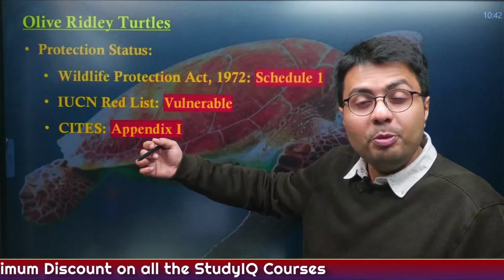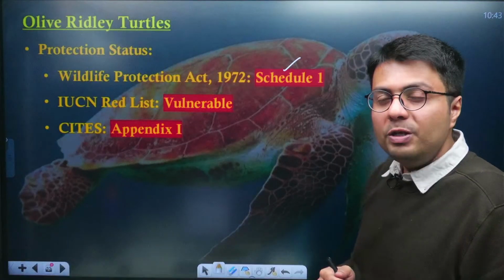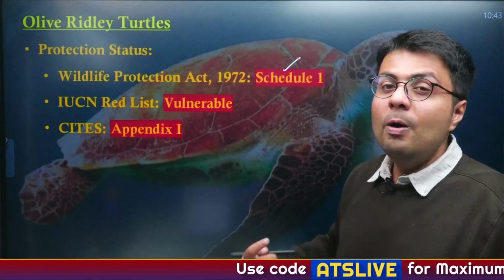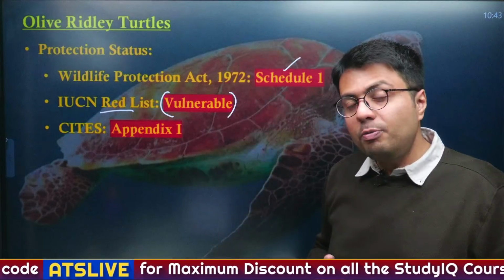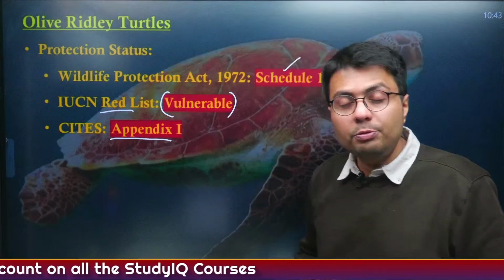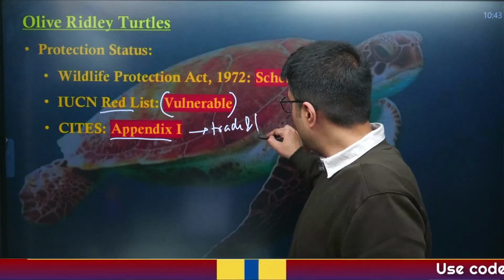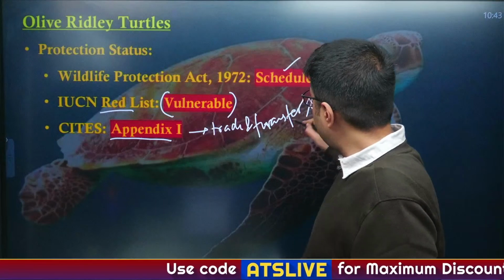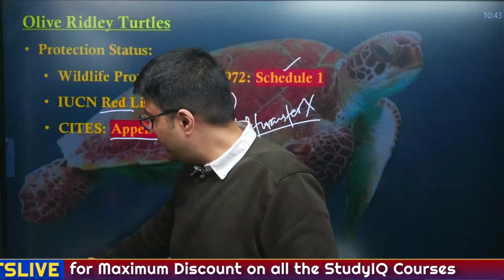In terms of the Wildlife Protection Act, they have achieved the highest status of legal protection, that is Schedule 1, which means hunting and capturing of these kinds of turtles is prohibited by law. As far as their IUCN Red List status is concerned, they are categorized as a vulnerable species, and on the CITES index, they are categorized as Appendix 1 species, which means trade and transfer of these species is prohibited. Understood? So, this is the legal status afforded to such olive ridley turtles.